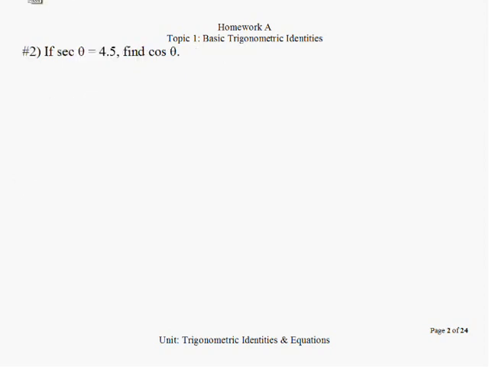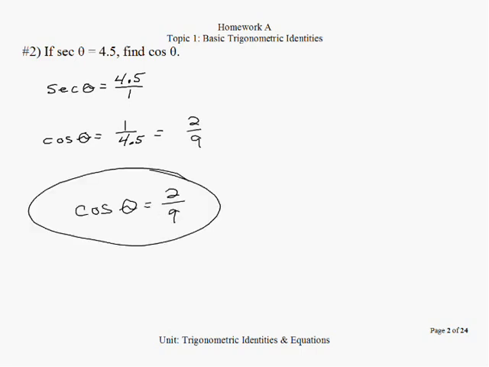Number 2, secant of theta is 4.5. As a fraction, that's 4.5 over 1. Cosine is the reciprocal of secant. That's 1 divided by 4.5. It is not acceptable to have a decimal in a fraction. If you multiply the top and the bottom of the fraction by 2, you get 2/9. Therefore, cosine of theta is 2 over 9.